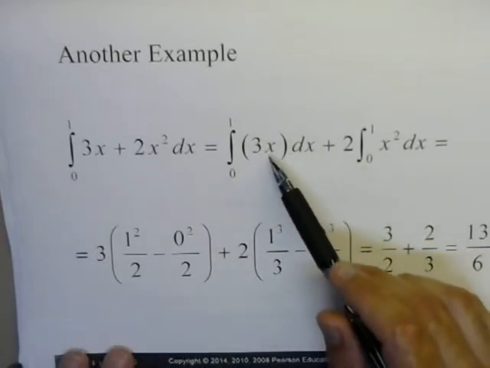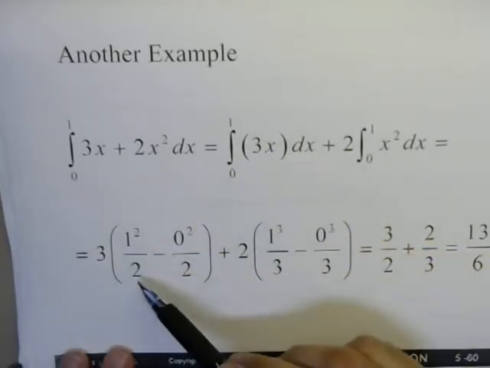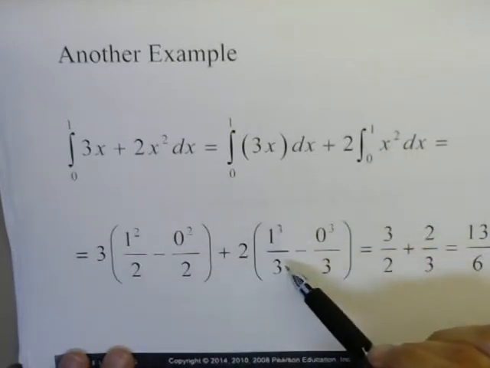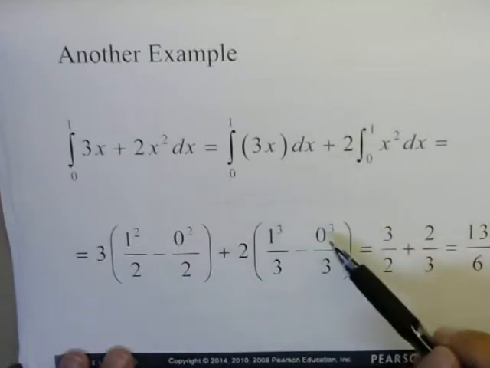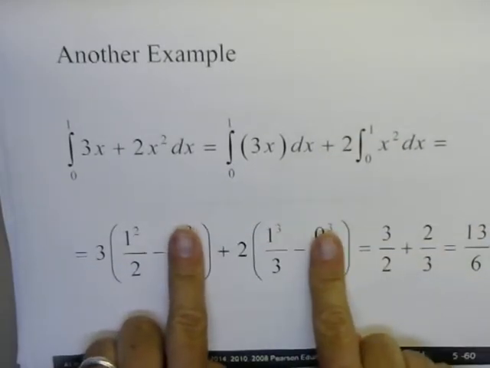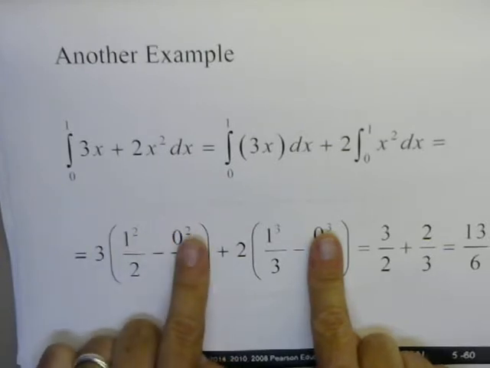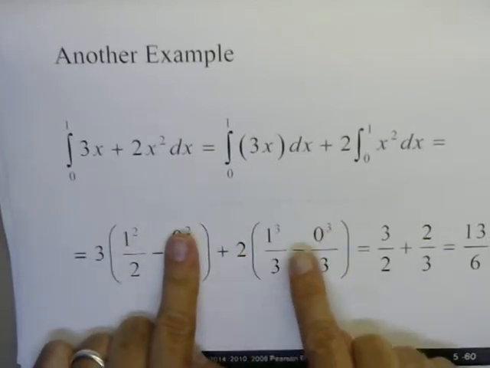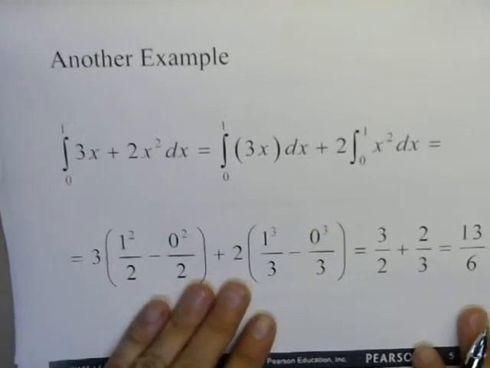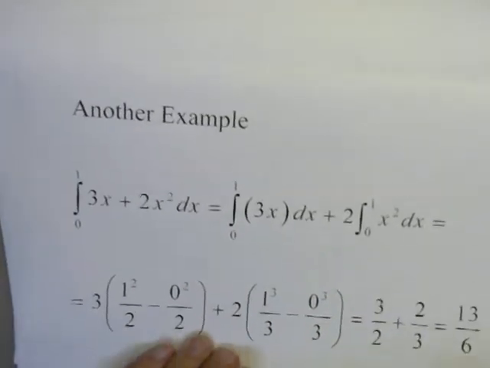What's the antiderivative of x? Well, that'll be x squared over 2. What's the antiderivative of x squared? That'll be x cubed over 3. Plug in 1, plug in 0. The nice thing about 0 is those two things are going to be 0, so it's just going to be 3 times a half, which is 3 halves, and then plus 2 times 1/3. So that'll give you 13 over 6 if you add those fractions together.